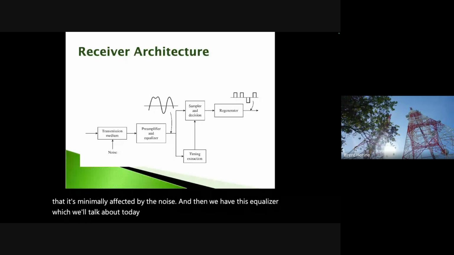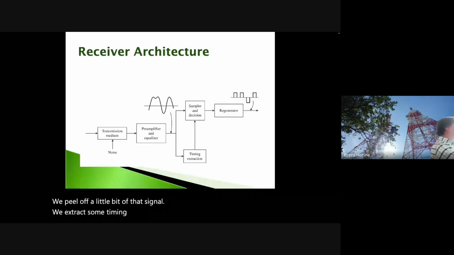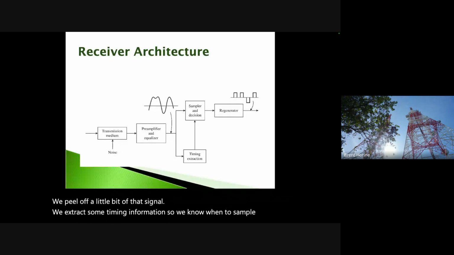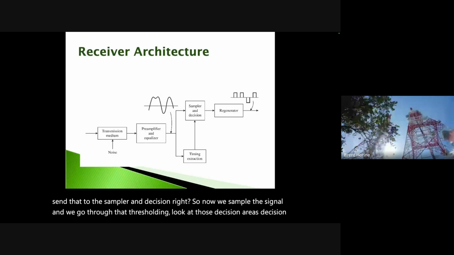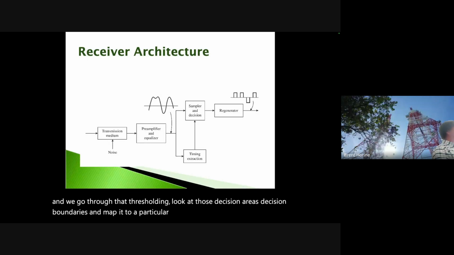Then we peel off a little bit of that signal and extract some timing information, so we know when to sample it. We send that to the sampler and decision. Now we sample the signal, go through that thresholding, look at those decision boundaries, and map it to a particular symbol. Then we demodulate that symbol into bits.